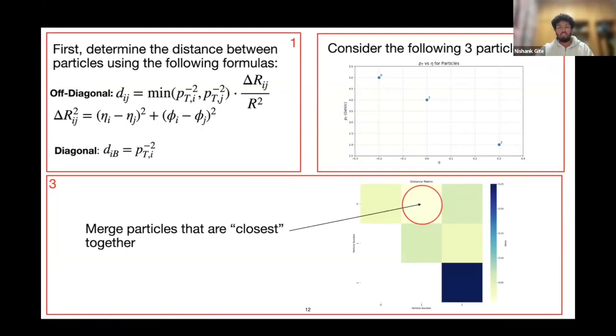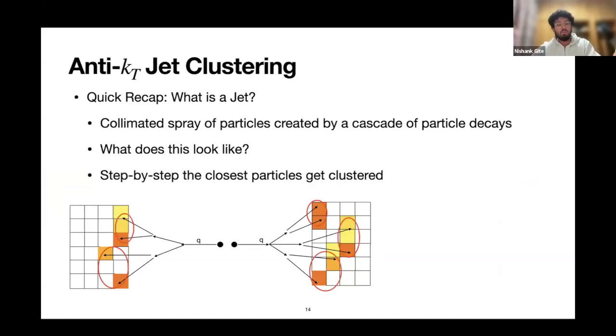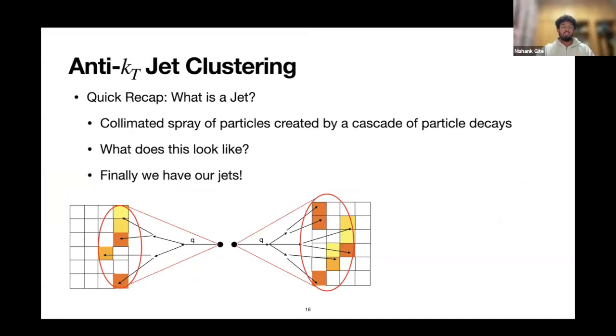So this is traditional anti-kT jet clustering, and then you'll continue to do this. You'll cluster all the particles that are closest to one another, and you'll keep going and going until you get these two bigger jets. The reason I put those little Qs there is that these jets are effectively proxies for your quarks. You can't necessarily study quarks directly, but you can use these jets as stand-in representations for your quarks.